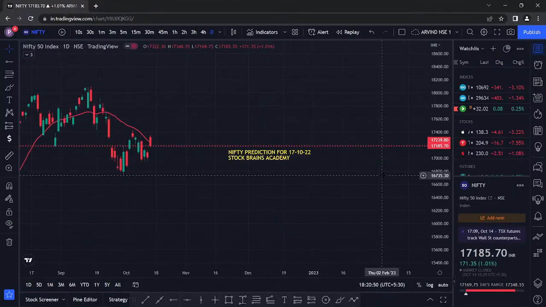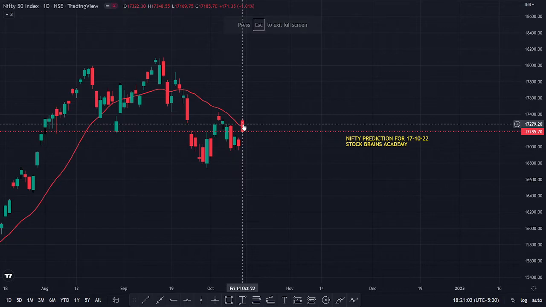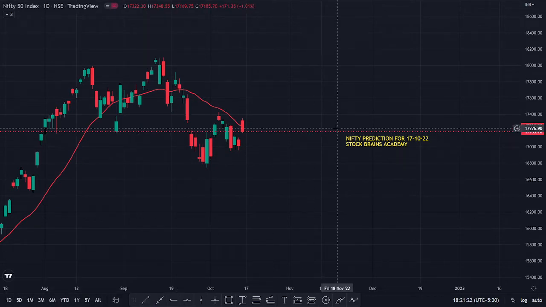Okay, here we are on the Nifty 50 chart, which finally closed at 17,185 on 14th of October. So what happened? We are going to be seeing it. The last candle for Nifty, which started on 14th October, opened at 17,332 and its high was 17,348 and its low was 17,169. So what happened was that the day of 14th October was quite bearish. Nifty opened a gap up and Nifty started to fall down.